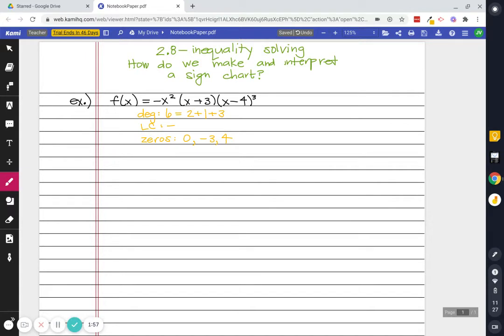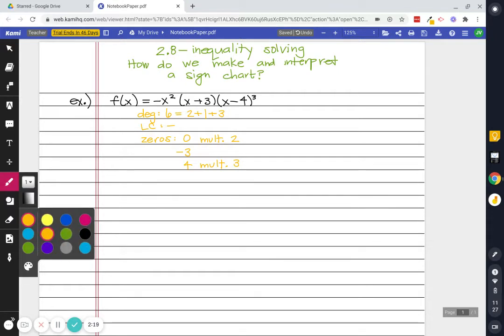Let me write this out in a little more detail. 0 is a zero, but it has a multiplicity of 2. That's probably an important thing that we cover quickly. Negative 3 just has multiplicity 1, and then 4 has multiplicity 3. Sorry about that.